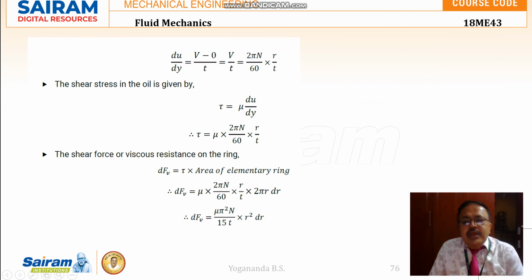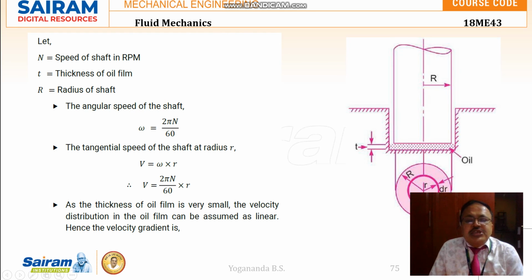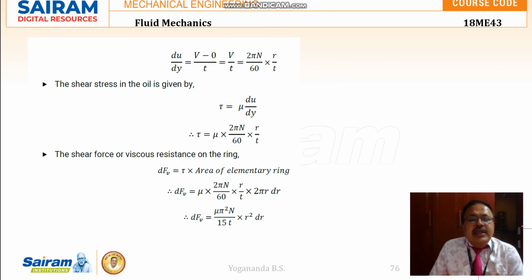The thickness of that elementary ring is dr. N is the speed of the shaft in rotations per minute, t is the thickness of the oil film, and capital R is the radius of the shaft. The angular speed and tangential speed of the shaft are as we had earlier, 2 pi N by 60 into radius. Here the velocity distribution of the oil film is taken as linear, so the velocity gradient du by dy is taken as in the journal bearing. Substituting du by dy in the shear stress equation, we get the shear stress.